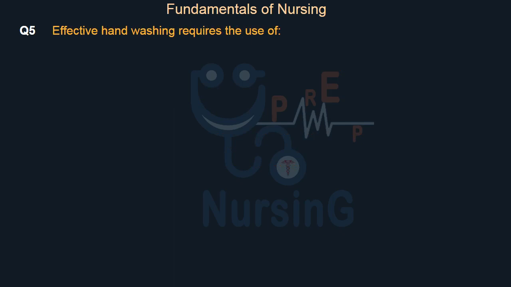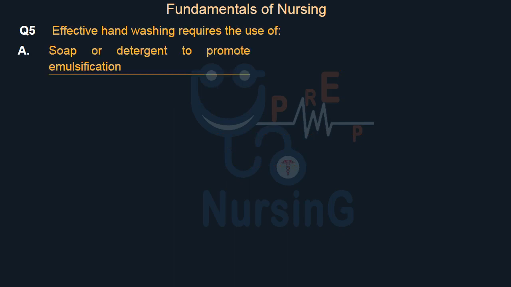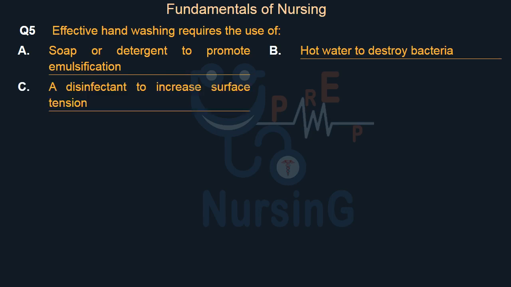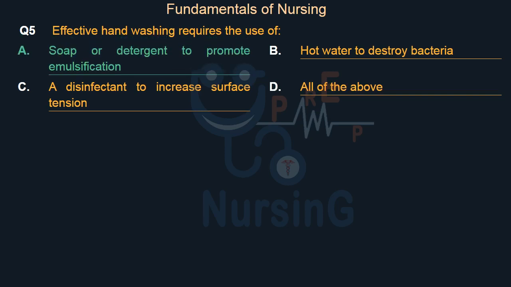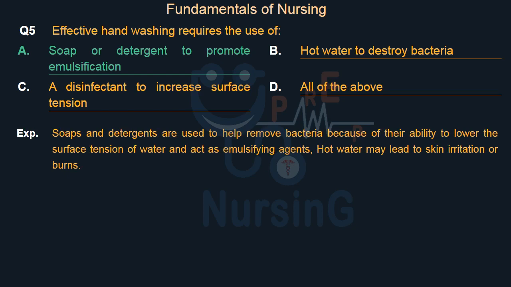Effective hand washing requires the use of Option A. Soap or detergent to promote emulsification. Option B. Hot water to destroy bacteria. Option C. A disinfectant to increase surface tension. Option D. All of the above. Right answer is Option A. Soap or detergent to promote emulsification. Soaps and detergents are used to help remove bacteria because of their ability to lower the surface tension of water and act as emulsifying agents. Hot water may lead to skin irritation or burns.